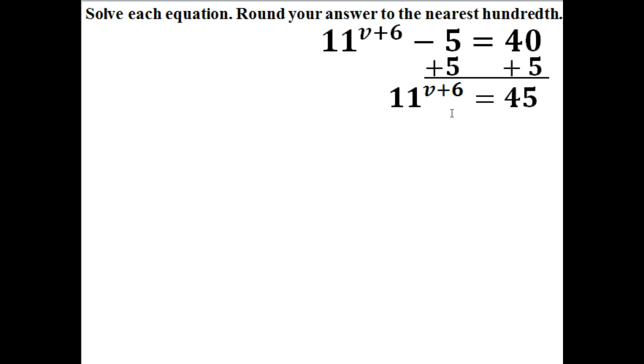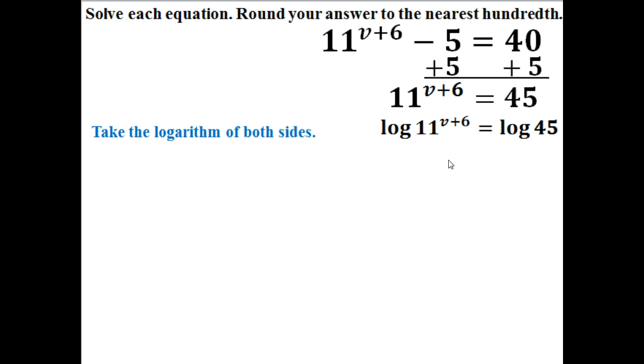Once we've got that all by itself, now we can work with our logarithms to try to get rid of this exponent. So we take the logarithm of both sides, and you can take the natural logarithm, log base 10, anything that you want. But I use the log base 10 here. And remember, using our rules of equations, as long as we do it to both sides, it doesn't change its value. So these two are still equivalent values.